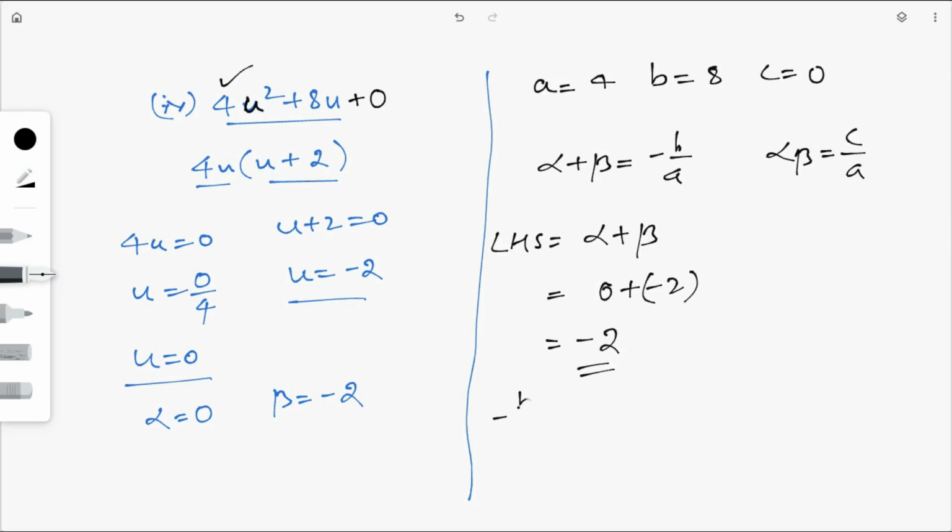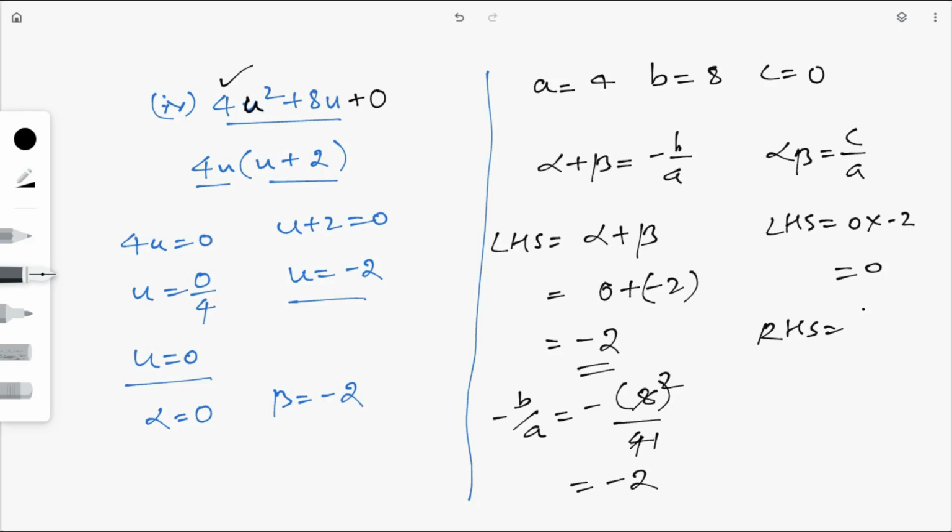So cross check this one, minus B by A. What is B? 8. What is our A? 4. 4 1s are 4, 4 2s are 8, so you will get minus 2. Here LHS, 0 into minus 2, you will get 0. RHS, C by A. So C is 0 and A is 4, 0 by 4, you will get 0 here, hence verified. LHS is equal to RHS.